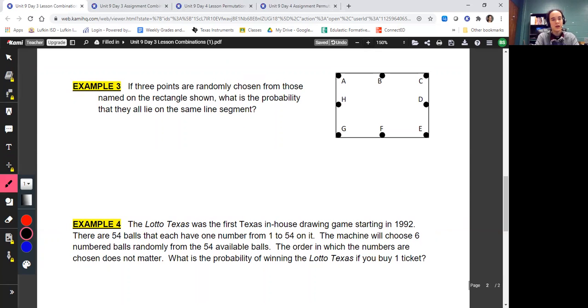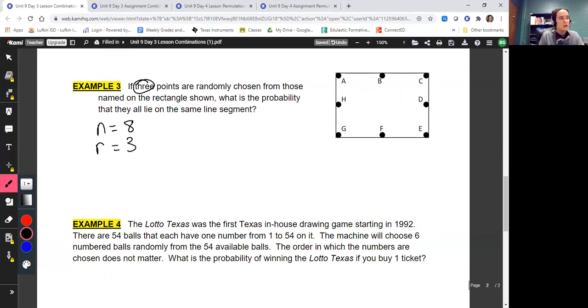Example 3, if 3 points are randomly chosen from those named on the rectangle shown, what is the probability that they all lie in the same line segment? So first off, we have how many points to choose from. What's our total number of points? We have 8 points total, and we need to choose how many points? 3.